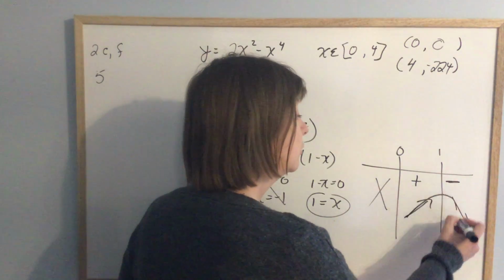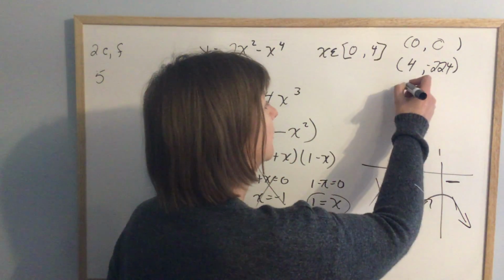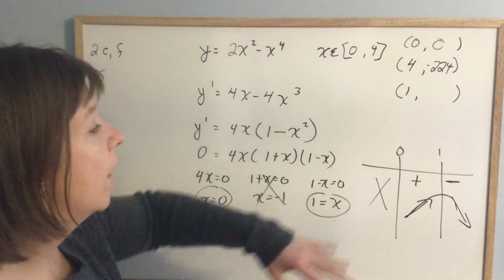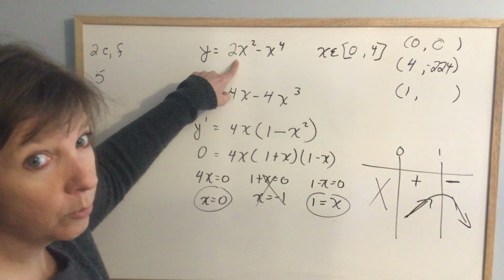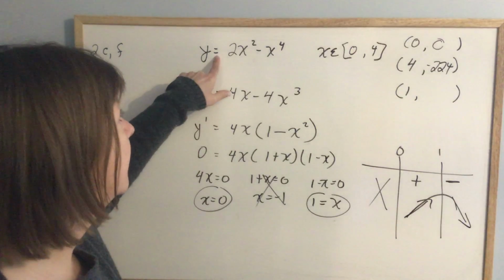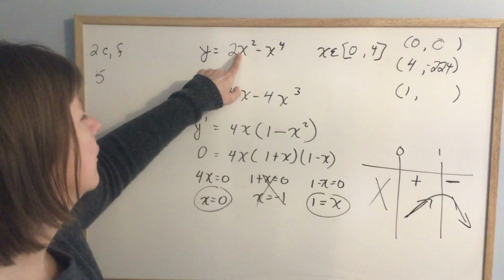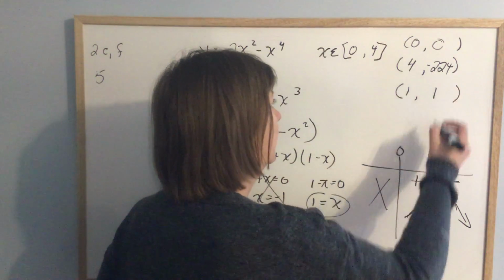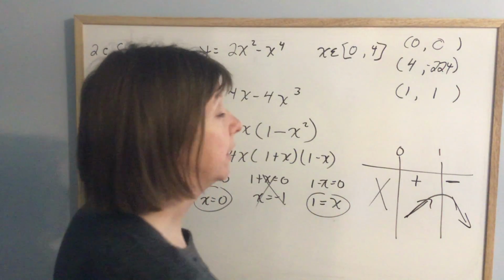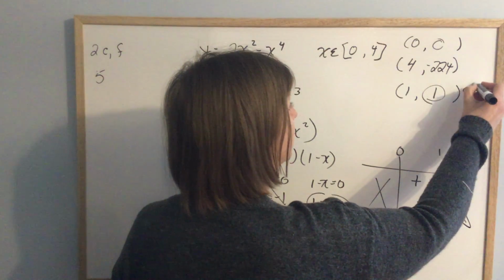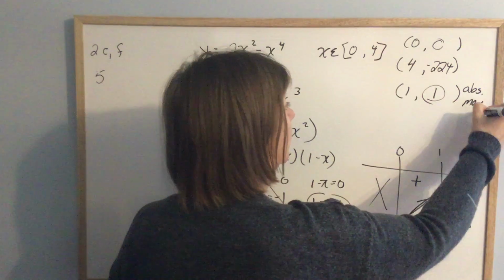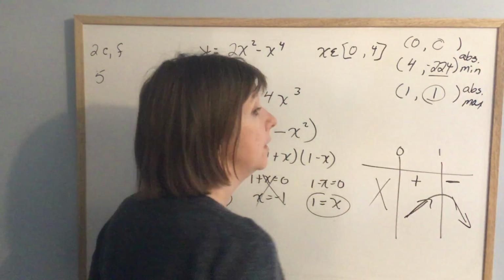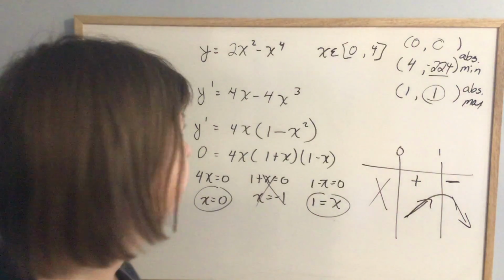So I have at least a local maximum when x is 1. So I'm going to figure out then what is the y value. So again, if I need a y value, that's when I go back up to the original because y is this. So I'm going to put 1 in here. So this would be 2 minus 1, which would be 1. So out of those 3 points, the highest one is this. So that is the absolute maximum. The lowest one is this. So that is the absolute minimum. And that's how I'd go about that question.